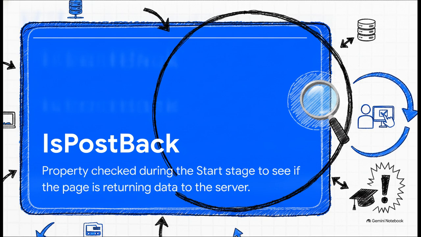When you click a submit button, the page posts back to itself. The IsPostBack Boolean property tells your C# code, hey, is this the user's first time seeing this page, or are they clicking a button and sending data back to us? Checking this prevents the server from unnecessarily wiping and resetting all your form data every single time you click a button.